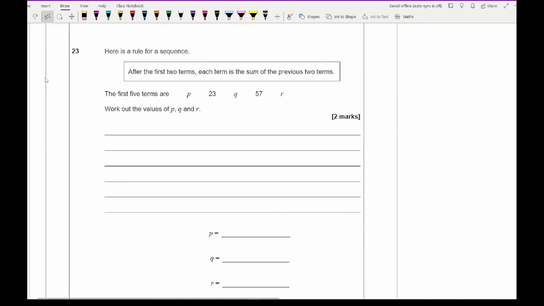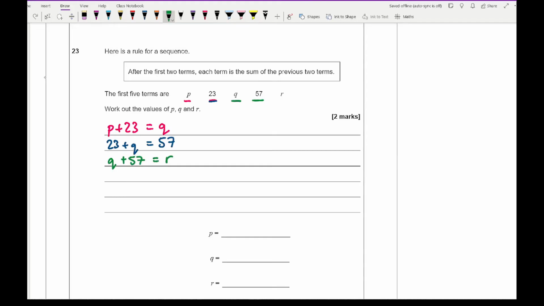Question 23, it says here is a rule for a sequence. It says after the first 2 terms, each term is the sum of the previous 2 terms. The first 5 terms are P, 23, Q, 57, R. Work out the values of P, Q and R. So looking at this, let's have a look at the first 2. So this plus this, so P plus 23 equals Q. We then know that 23 plus Q equals 57, and we then know that Q plus 57 equals R.